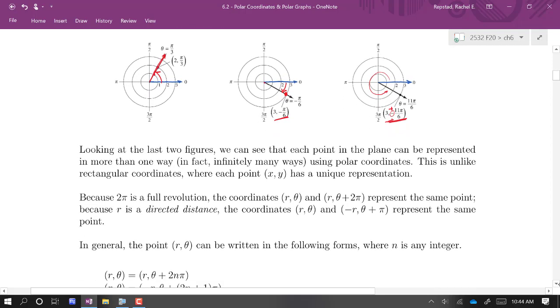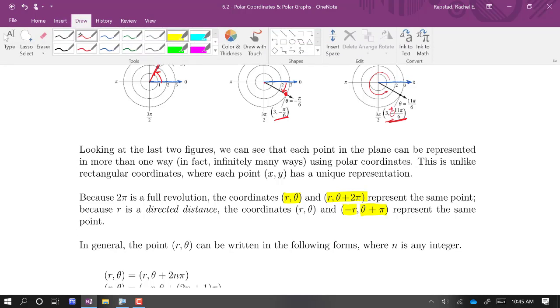So with these last two figures, we could see that the same point can be represented in two different ways. In fact, it can be represented in basically infinitely many ways. Take any angle, add 2 pi to it, and you're at the same spot, right? Just make a full rotation. So (r, theta) and (r, theta plus 2 pi) are going to represent the same point. And because r is a directed distance, making r negative is the same as adding pi to an angle, so you can counteract that by adjusting the angle by pi radians as well.